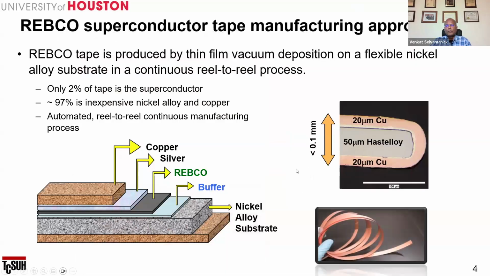The way this is made is through a roll-to-roll manufacturing process. Since the current carrying capacity of the superconductor is so high, you need only a very thin layer. It's only a few micrometer thick layer that's coated on a metal foil. Most of the tape is inexpensive nickel alloy and copper. The tape is made by an automated, roll-to-roll continuous manufacturing process.